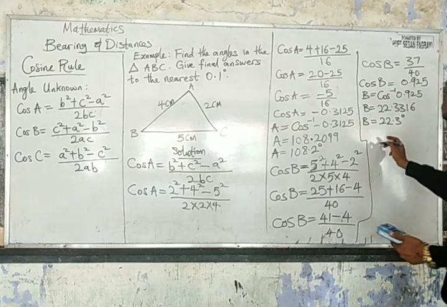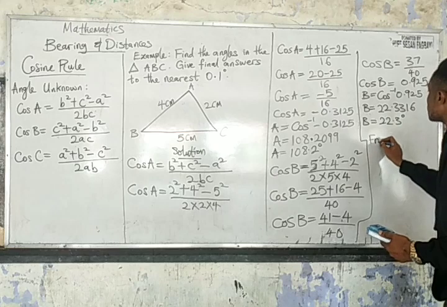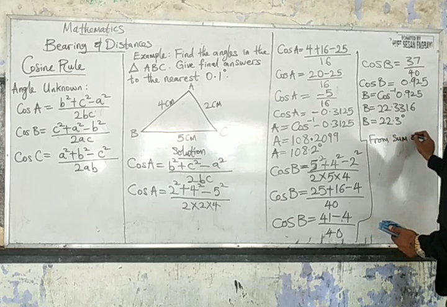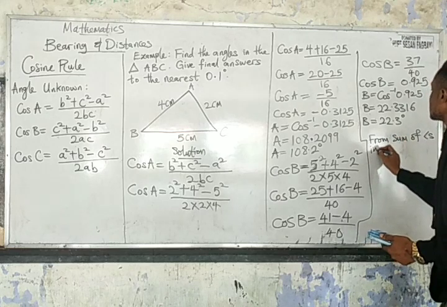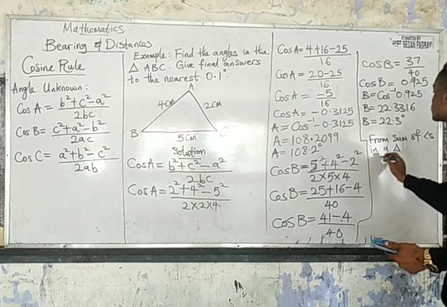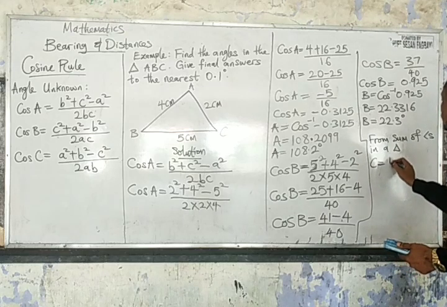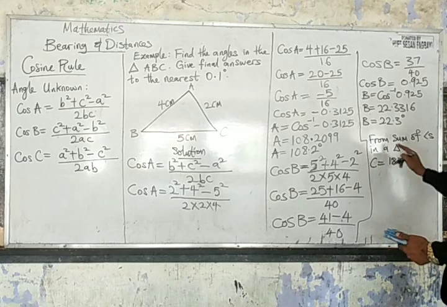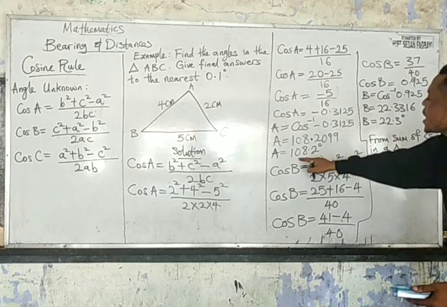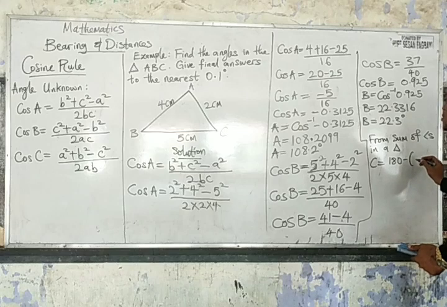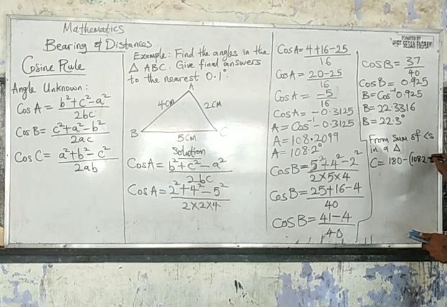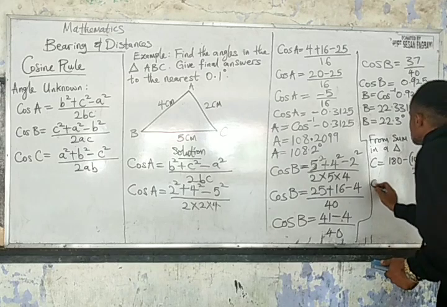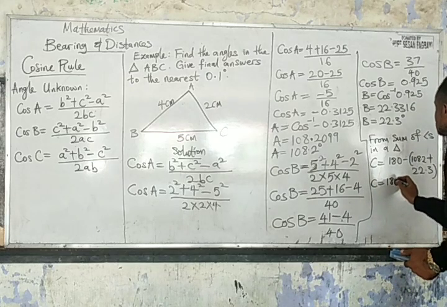So that's going to result to, from sum of angles in a triangle, C being 180 minus addition of the two angles A and B. That is going to be 108.2 plus 22.3.